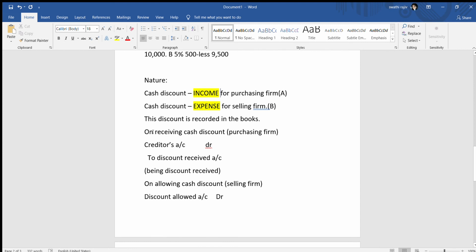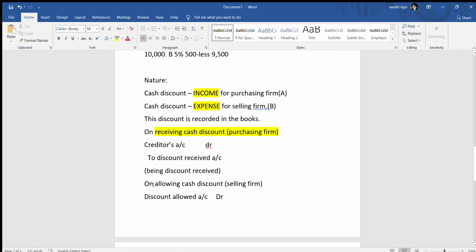Now, when you are receiving, for the purchasing firm, what is it? You are receiving a cash discount. Purchasing firms receive cash discounts. So how do we pass the entry? Creditor's account debit, to discount received. It will be to discount received because the discount received is an income for the purchasing firm.